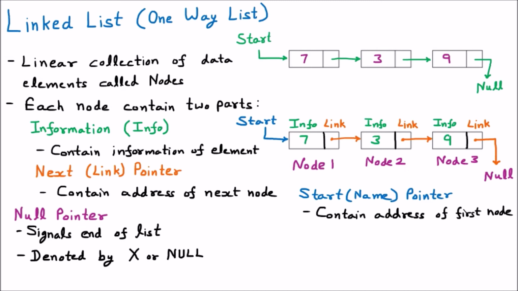Then there is a second part which is the link part. Link part is a pointer part which is pointing to the next node address. Whenever the nodes are complete, the last node will be pointing to the null. Null means it is complete. Now there is a start pointer which is pointing to the first node. So this one is the linked list.